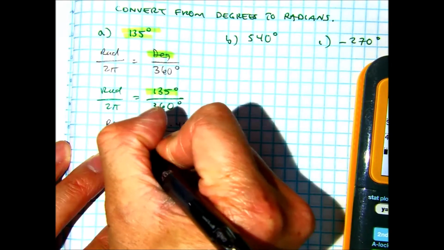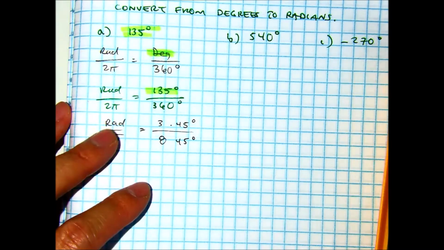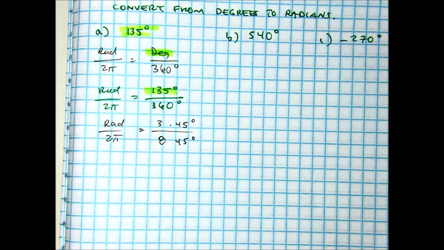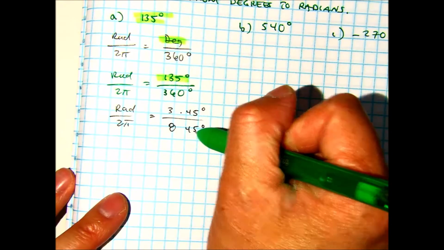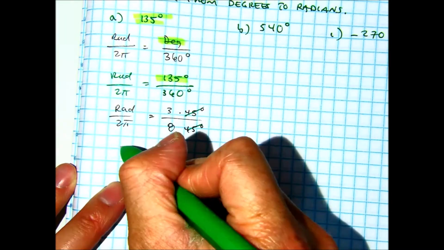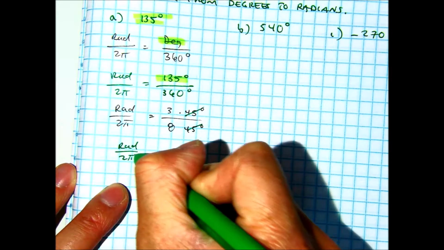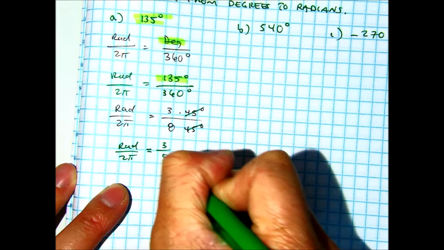And I have rad over 2 pi. So what's going to happen is you're going to just have to be reducing your fractions. 45 degrees over 45 degrees will equal 1. I'm left with 3 over 8. So radians over 2 pi equals 3 over 8.